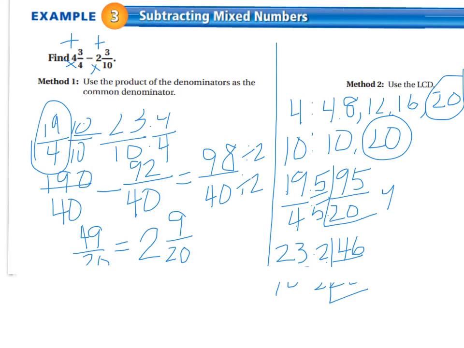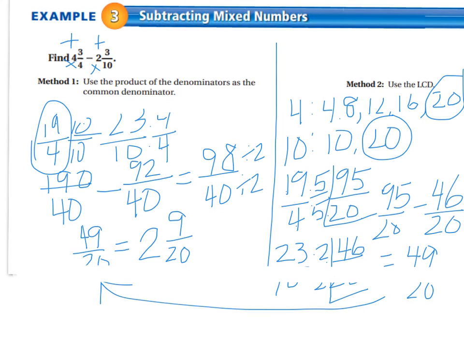So I have 95 20ths minus 46 20ths. That's going to give me 49 20ths, which should look very familiar because we got that same answer over there, and it reduces to 2 and 9 20ths again. So again, this is proof that both methods work, and you just need to pick the one that works best for you.